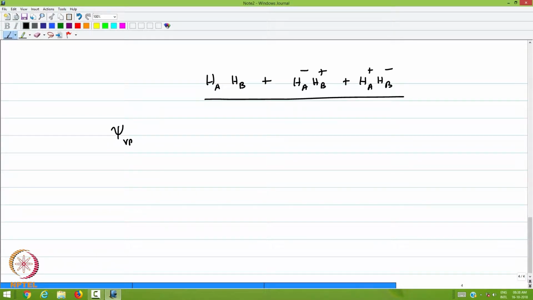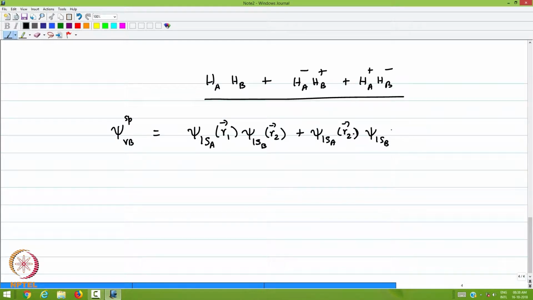If you write the wave function in valence bond, again spatial, valence bond theory starts with the probabilities that electron 1 is associated with atom A and electron 2 is associated with atom B, and of course, the interchange of the two electrons, being indistinguishable, gives rise to the other term: psi 1s A of R2, psi 1s B of R1.